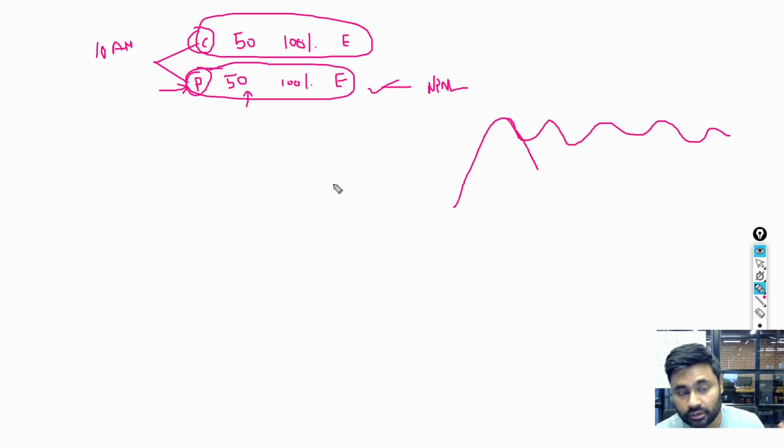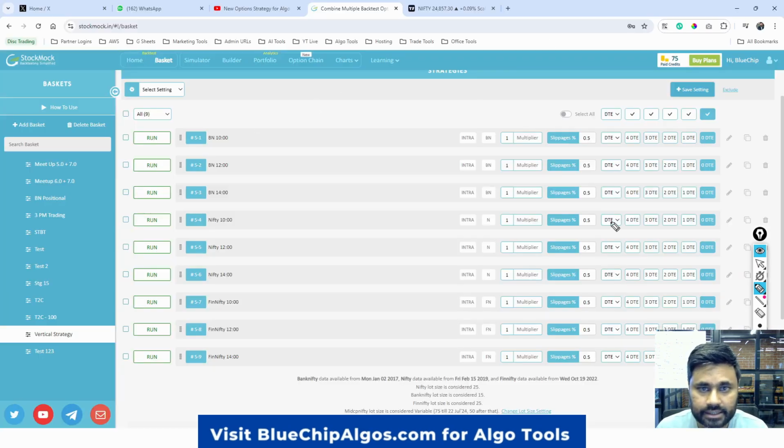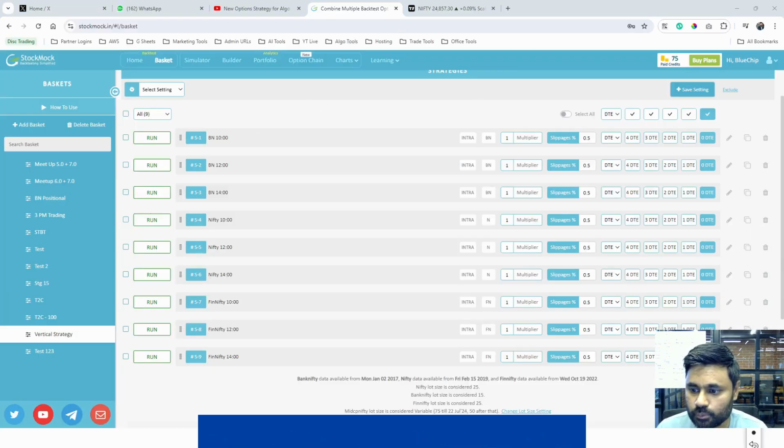In part one, we had a thought process, we had a logic, and we developed the strategy on that. And now we are trying to improvise that a little bit with just a change in a particular parameter. That's it. We are not changing the overall logic or the thought process. So let's go back and see how the results would be.